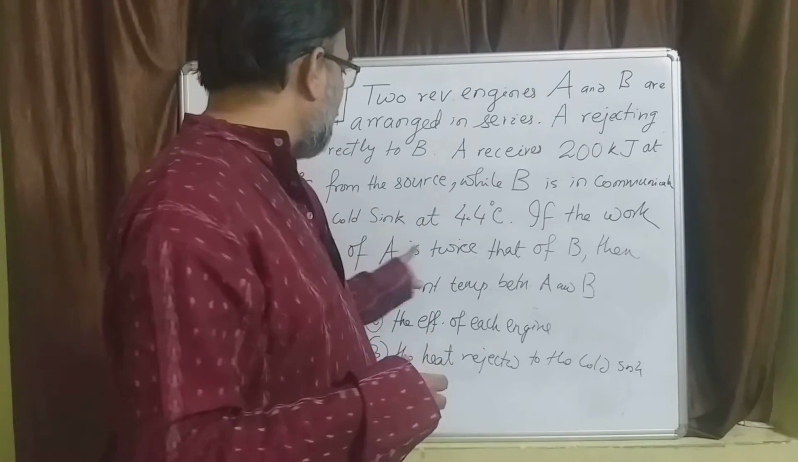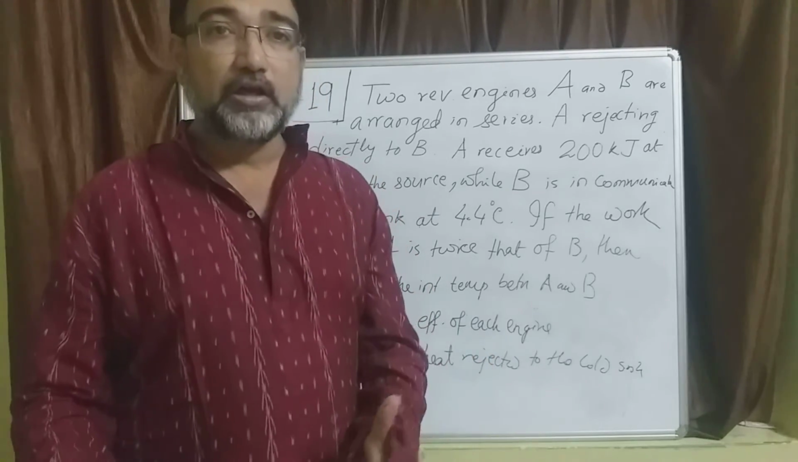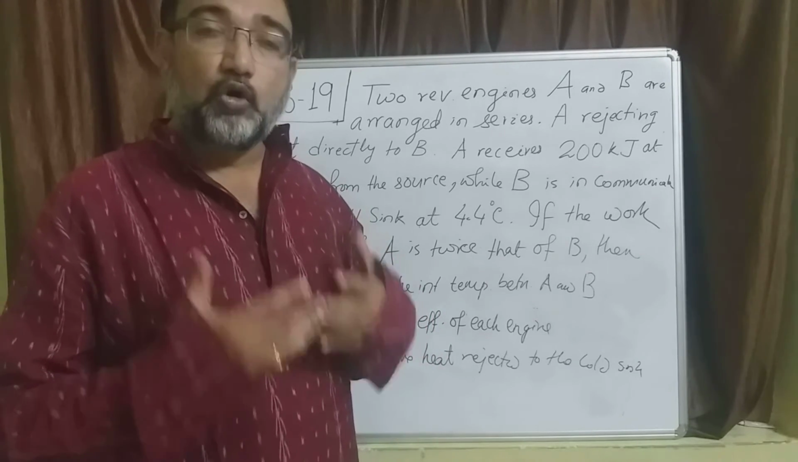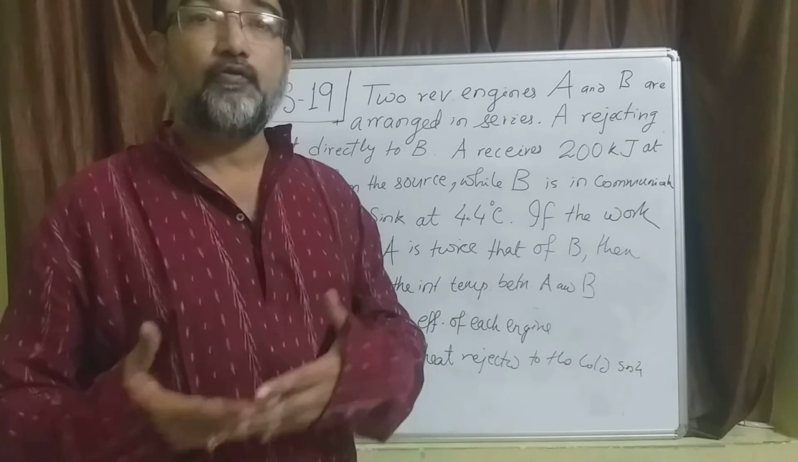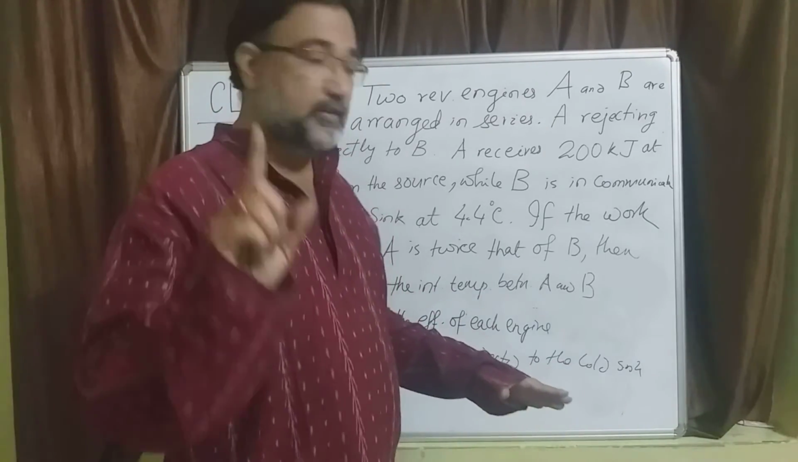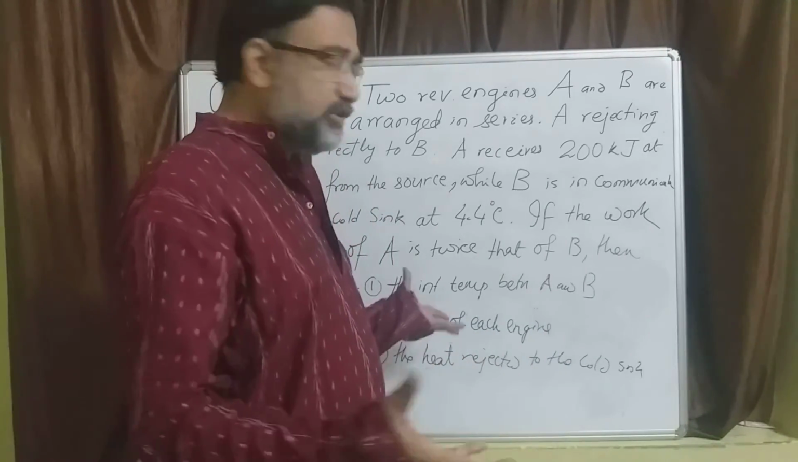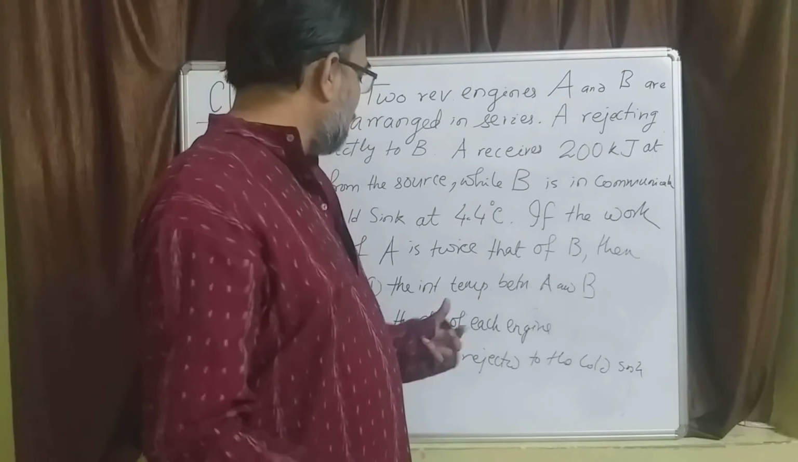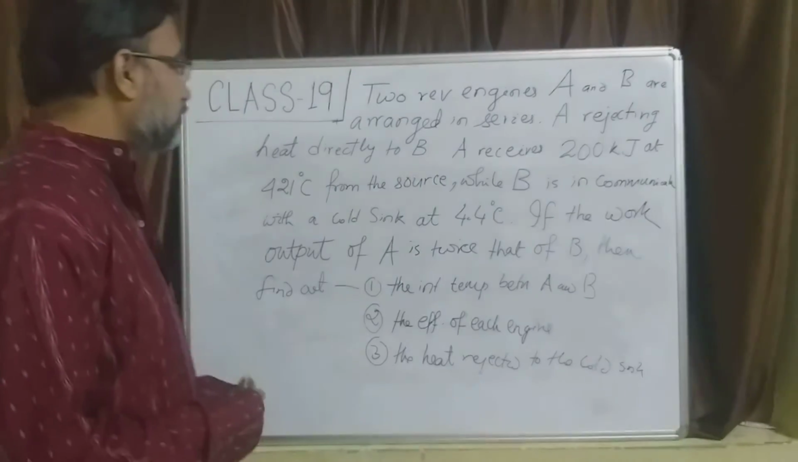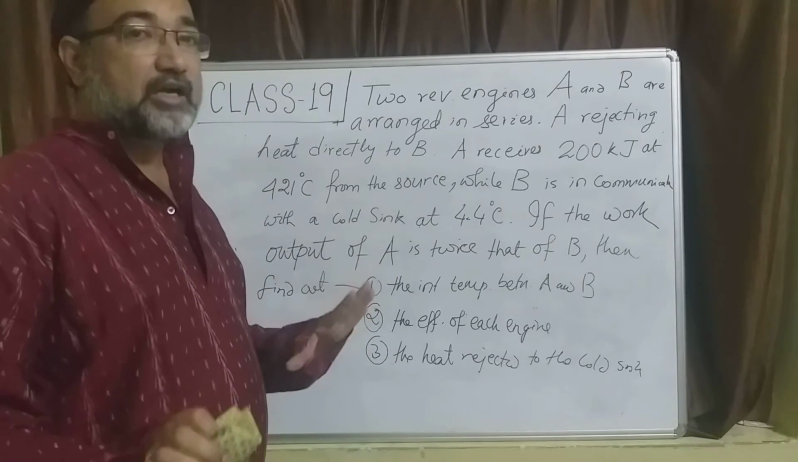And if the work output of A is twice that of B, that means engine A is producing some work, engine B is producing some work, but incidentally engine A is producing some work which amounts to double of what B is producing. You have to find out the intermediate temperature between A and B. One, that you have to find out the efficiency of engine A and engine B separately, which is very easy. Once you know the temperature values, you can find out, and the heat rejected to the cold sink. This is the statement of the problem. So read it once again, and then we will start solving it.